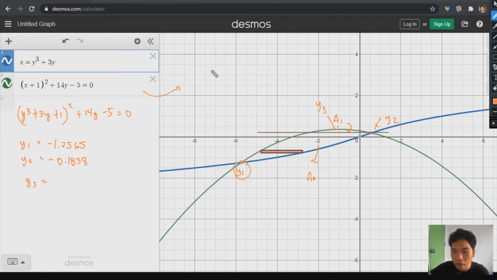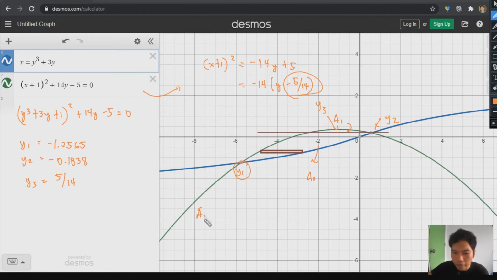From this, it's easy to find. Just do the vertex form. So that is x plus 1 quantity squared. Transpose this, so that is negative 14y plus 5. And then we can just factor out negative 14. So that's y minus 5 over 14. So therefore, the answer here is 5 over 14. So y sub 3 is equal to 5 over 14. Okay, so knowing these values, we can now find the area.